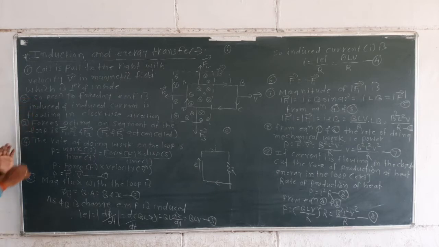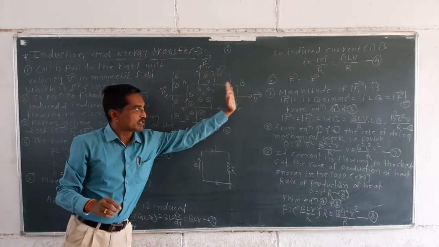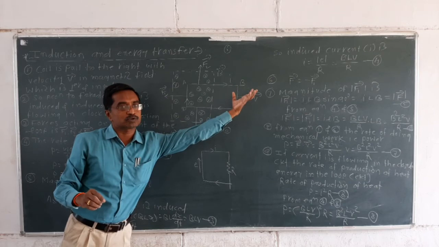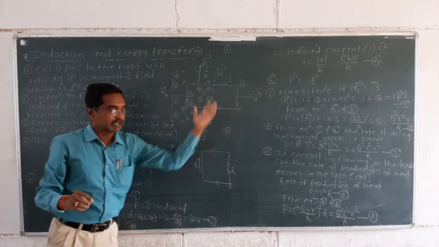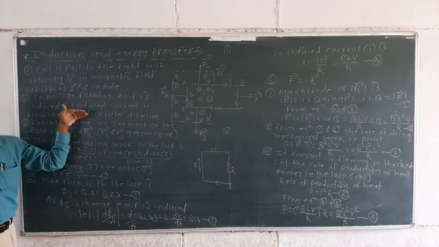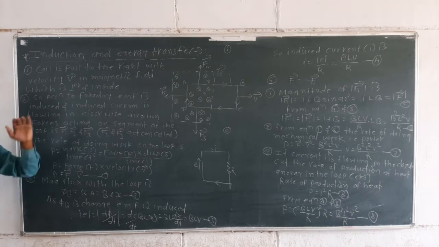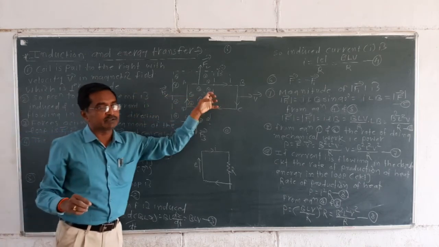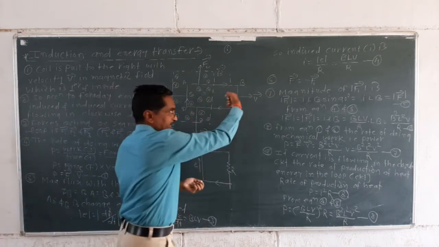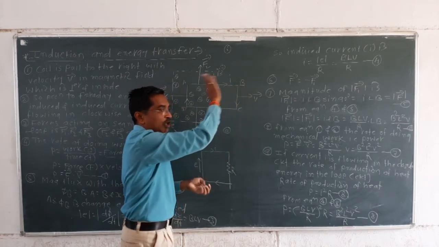So when that coil is moved towards the right by applying an external force, the EMF is induced here. It means work is done on the loop here. It pulls the loop. It means work is done on the loop.